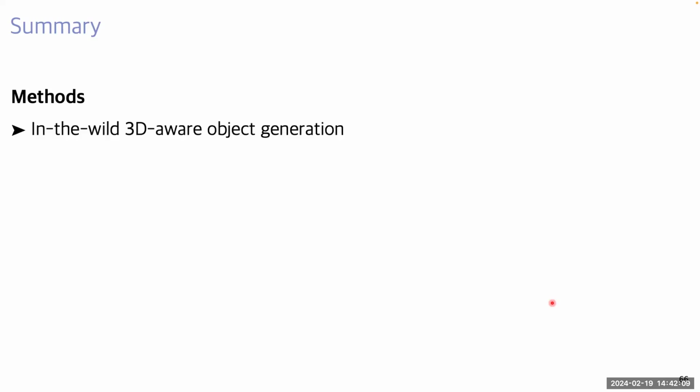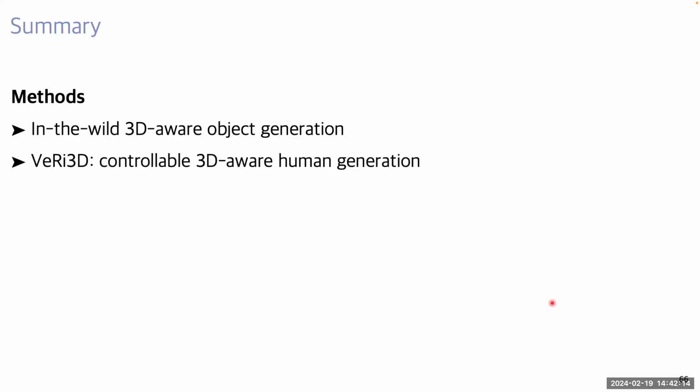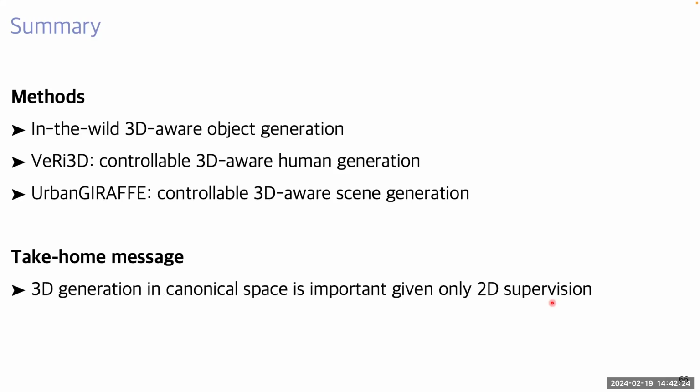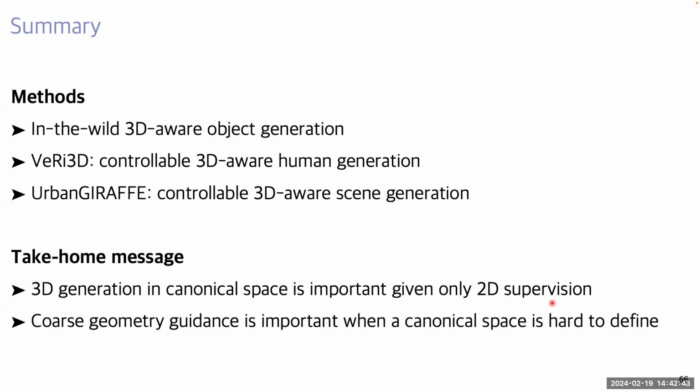As a summary, here we briefly introduced our work for in-the-wild 3D-aware object generation, as well as controllable 3D-aware human generation, and UrbanGIRAFFE for controllable 3D-aware scene generation. The take-home message here: for 3D generation, a canonical space is important if you have only 2D supervision, because we need a canonical space to be able to fuse the multi-view information from the entire dataset. This then enables learning good geometry.